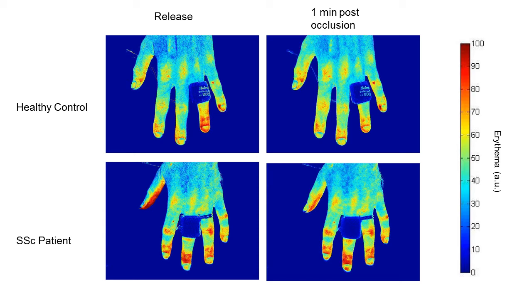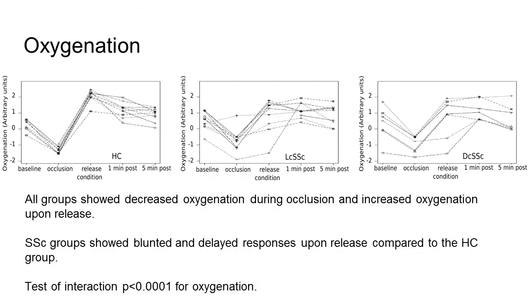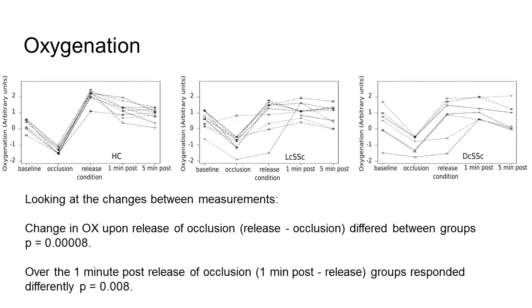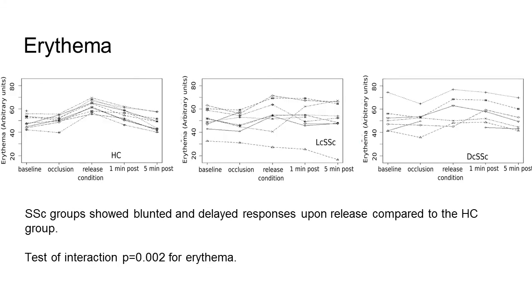For a more quantitative measure, we then took an average value over the finger that was being tested. All groups decrease and then increase, but what we saw in our patient groups goes along with what else we know about this blunted response. Okay. And then it's a statistically significant difference between those two measurements for the two different groups over those minutes.